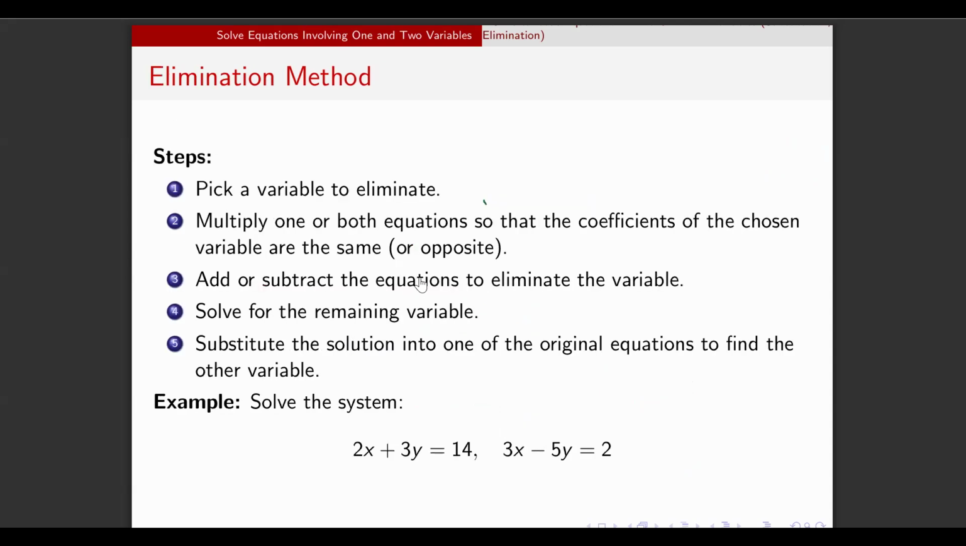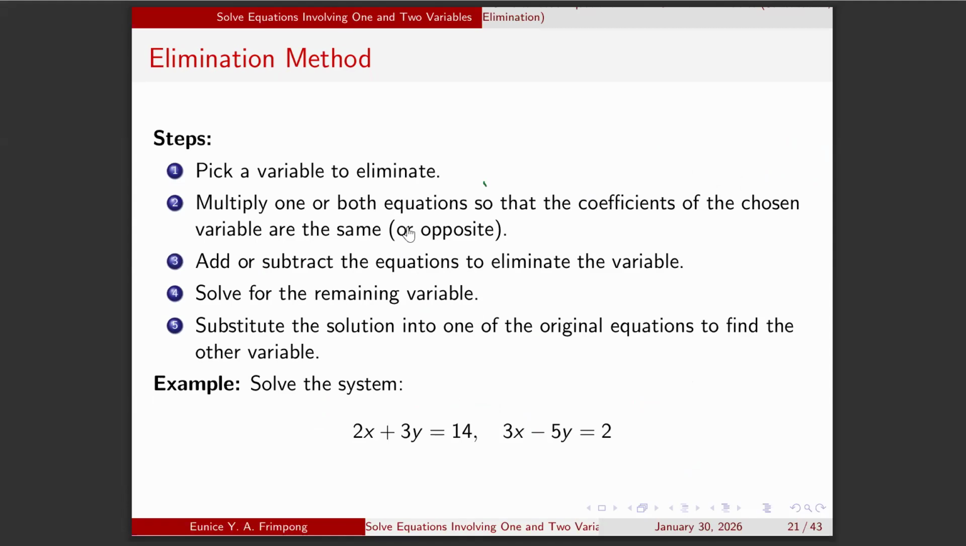Let's look at the method of elimination. These are the steps. Pick a variable to eliminate. Multiply one or both equations so that the coefficients of the chosen variable are the same. Add or subtract the equations to eliminate the variable. Solve for the remaining variable, and then substitute the solution into one of the original equations to find the other variable. Reading these steps is not the most important thing as knowing how to go through the steps. So let's go through an example and see how the process evolves.